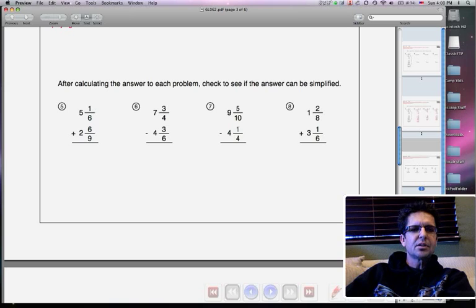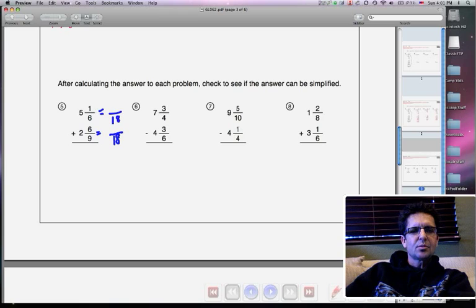5 and 1/6 plus 2 and 6/9. First of all, we have to find a common denominator. And 9 and 6, what we do to find a common denominator, of course, is take the larger of the two numbers and skip count by that. 9 times 1 is 9. 6 doesn't go into 9. The next count of 9 is 18. 6 goes into 18. So we're going to make 18 our denominator for both fractions.